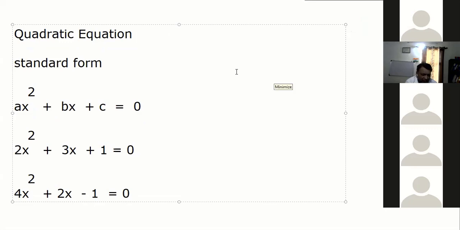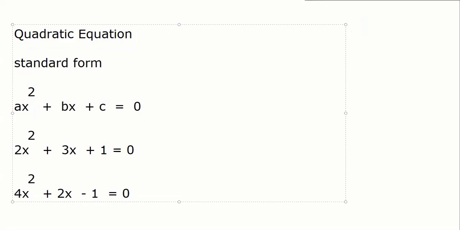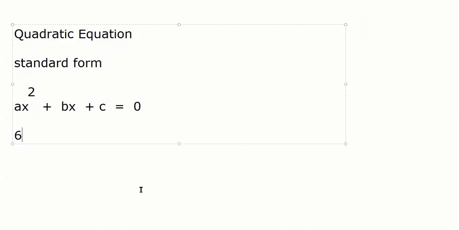Dhruv, welcome. You just joined a little late. Dhruv, give me another example of a quadratic equation, please. Sir, 6x square plus 4x minus 1 equals to 0. Good.